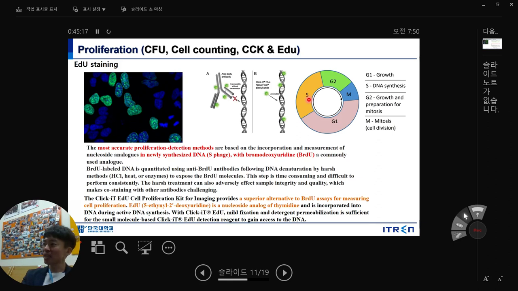But for that, you have to synchronize the cells by serum starvation, because all your cell lines have different cell cycles. So from an FBS-free condition, you have to synchronize the cells so that they have the same cell cycle.